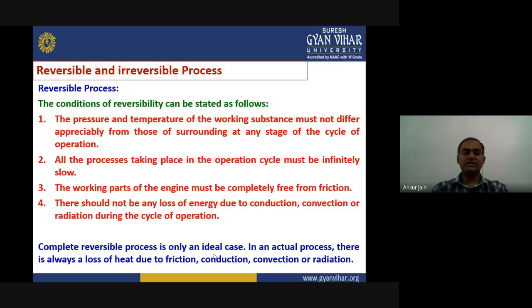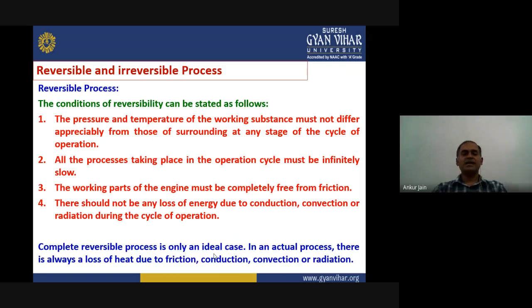The first point is the pressure and temperature of the working substance should not differ appreciably from those of the surroundings. You know, all systems are surrounded by some surroundings, right? So the temperature and pressure of this system should not be too much different from its surroundings at any stage of operation. If the engine is working for expansion or compression, the temperature and pressure values should be somehow similar, or should not differ by a large amount.